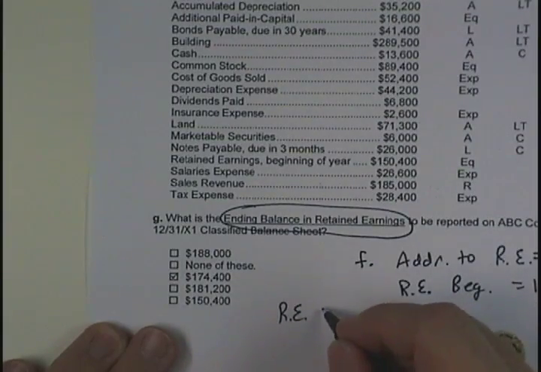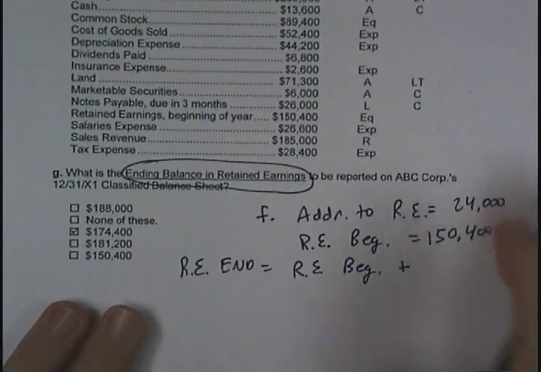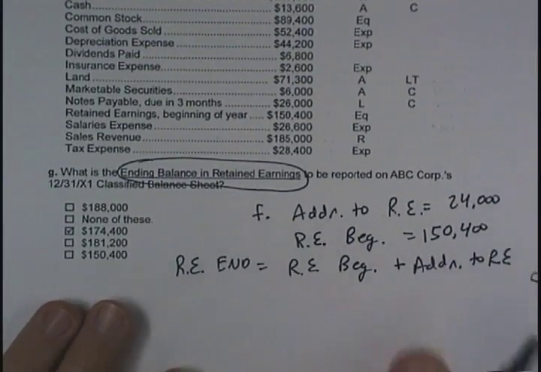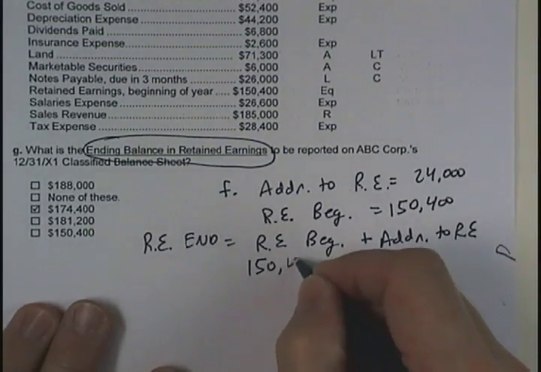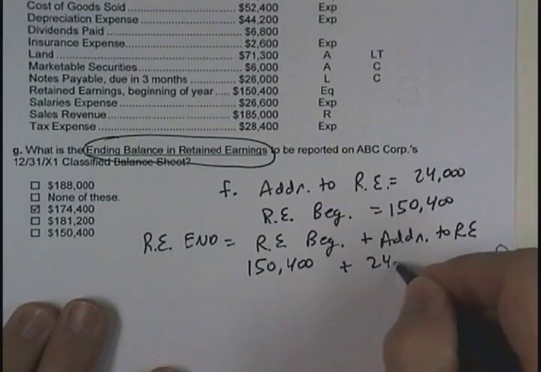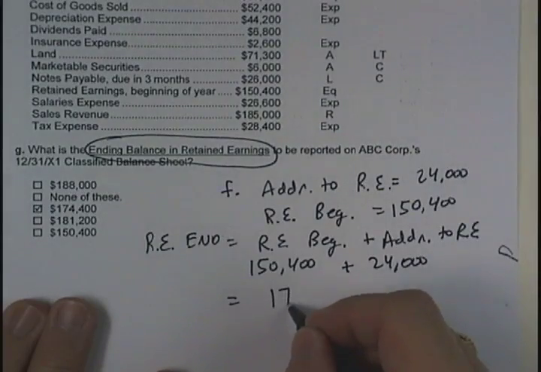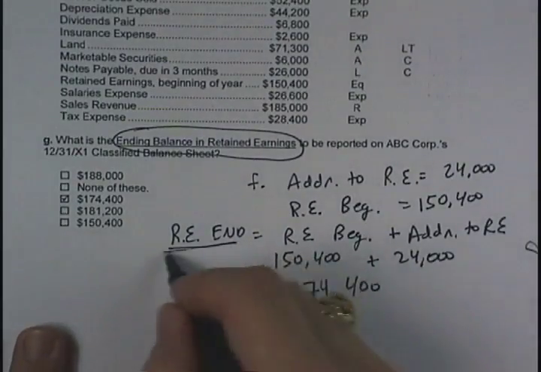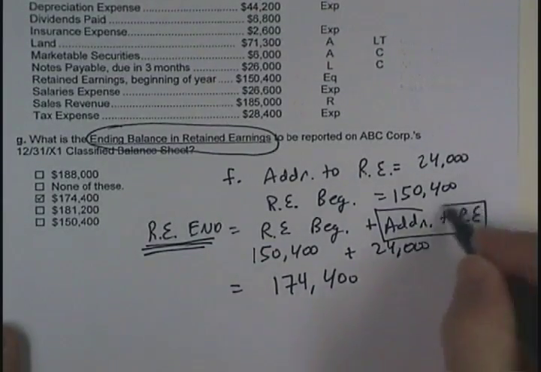So the retained earnings at the end of the year is going to equal the retained earnings at the beginning of the year plus the addition to retained earnings that takes place during the year. If retained earnings started at $150,400 and went up by $24,000, then the ending retained earnings balance would be $174,400. It's very important to differentiate between the ending retained earnings balance and that addition to retained earnings.